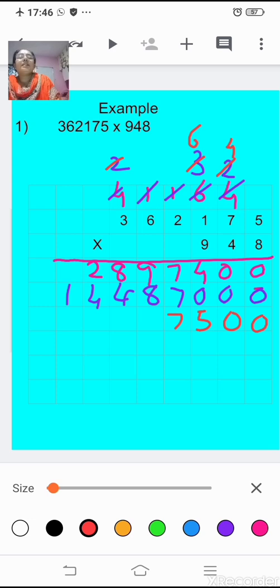9 1s are 9 plus 6, 15. 1 to be carried over in the thousands place. 9 2s are 18 plus 1, 19. 1 carry over here. 9 6s are 54 plus 1, 55. 5 carried over in the lakh place. 9 3s are 27 plus 5, 28, 29, 30, 31, 32.